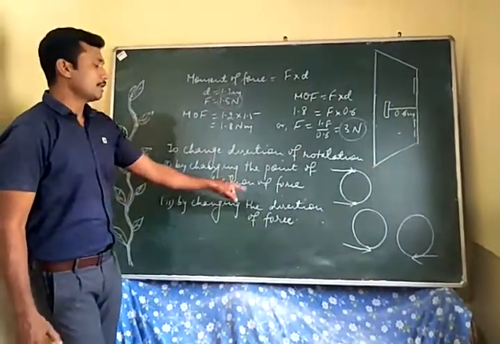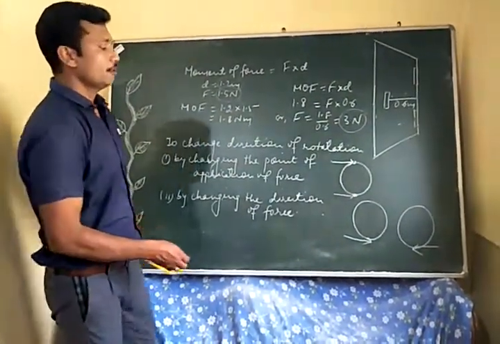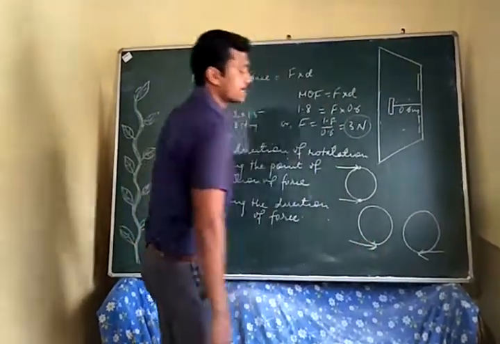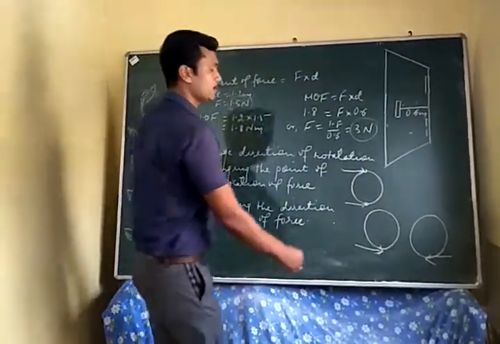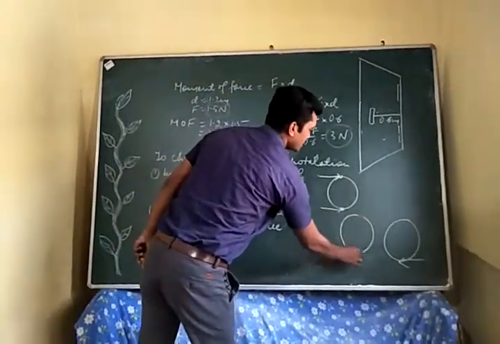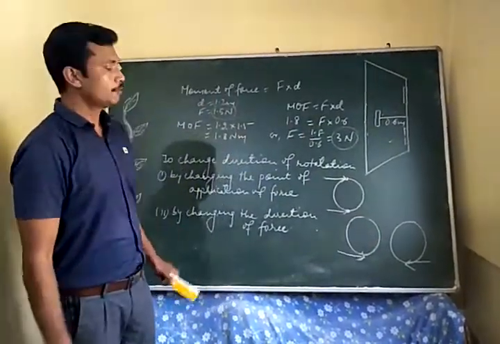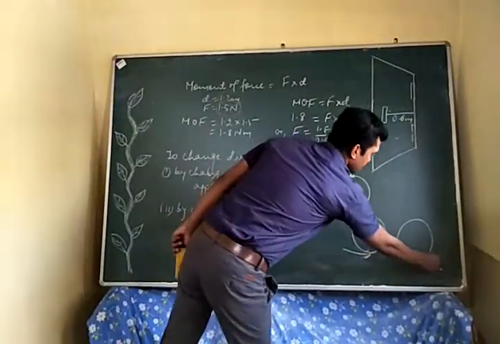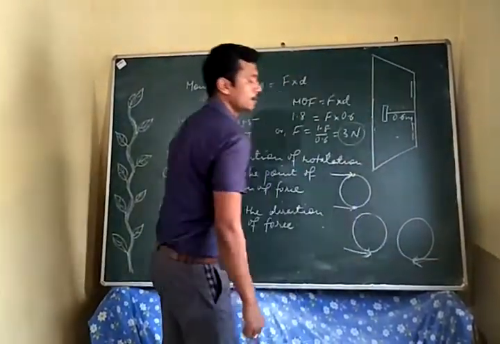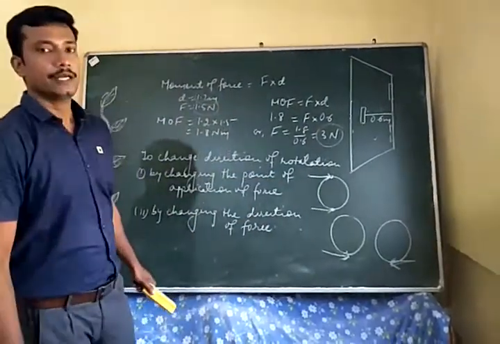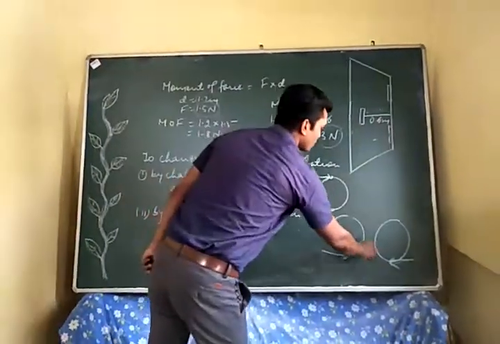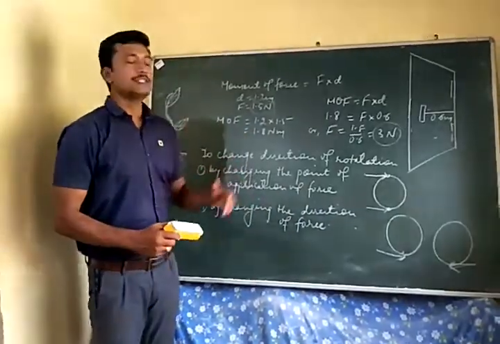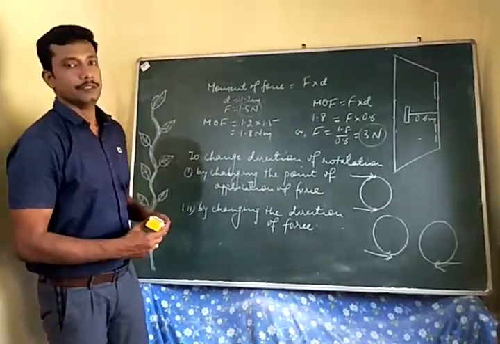Second is by changing the direction of force. You can see when you apply force in the forward direction, the body rotates in the anti-clockwise direction. But when you change the direction on the same point, say this is the direction of force now, you can see clearly that this time the rotation is in the clockwise direction. So this is how we can change the direction of rotation in a body.